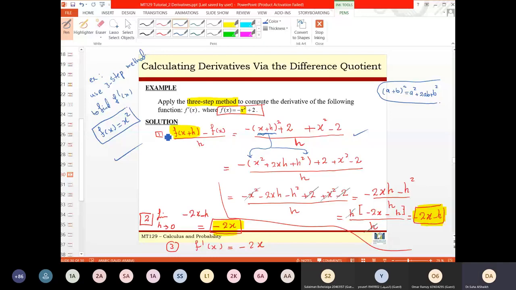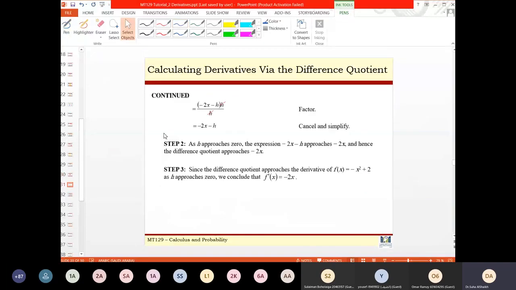Everything is okay? Okay, yes, you are correct, Tala. The result will be 2x, but I want the steps. Of course we can find this one simply, but I want the steps to be there.